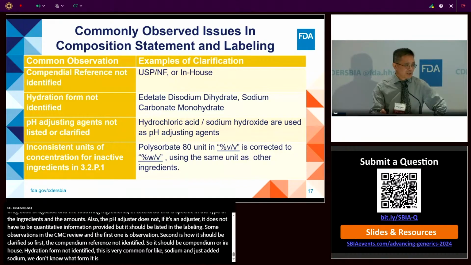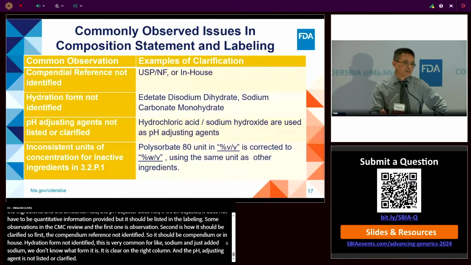And the pH adjusting agent is not listed or clarified. It's not in the labeling, or it can be missing from the composition statement also. So it should be clearly listed.